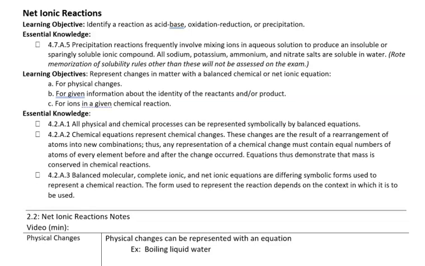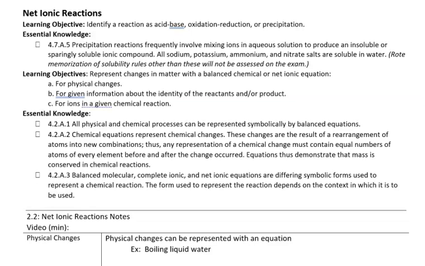The second learning objective is to be able to write balanced chemical or net ionic equations if we have information about a physical process, if we have information about reactants and products, or ions for a chemical reaction. 3 pieces of essential knowledge go with that.